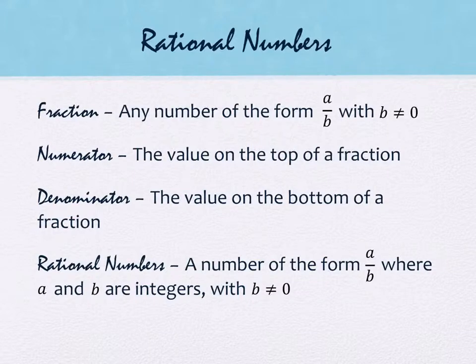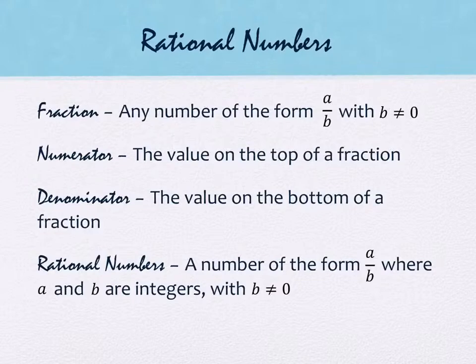So a fraction is really any number of the form a over b, as long as the denominator is not 0. If the denominator is 0, we would call that undefined. The numerator is the value on top, and of course the denominator is the value on the bottom.